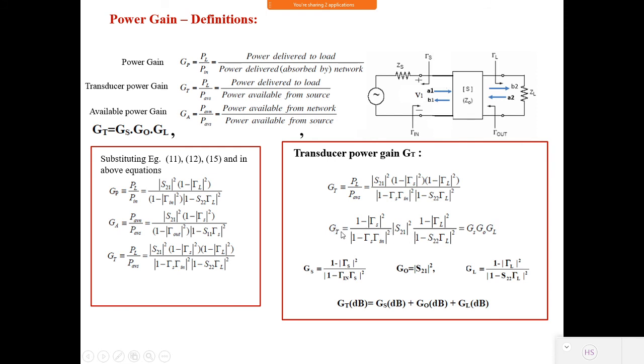While designing the amplifier, what I want is PL equal to 10 times PAVS. That means GT equal to 10. I want GT equal to 10. But how do we design the amplifier to get a gain equal to 10?